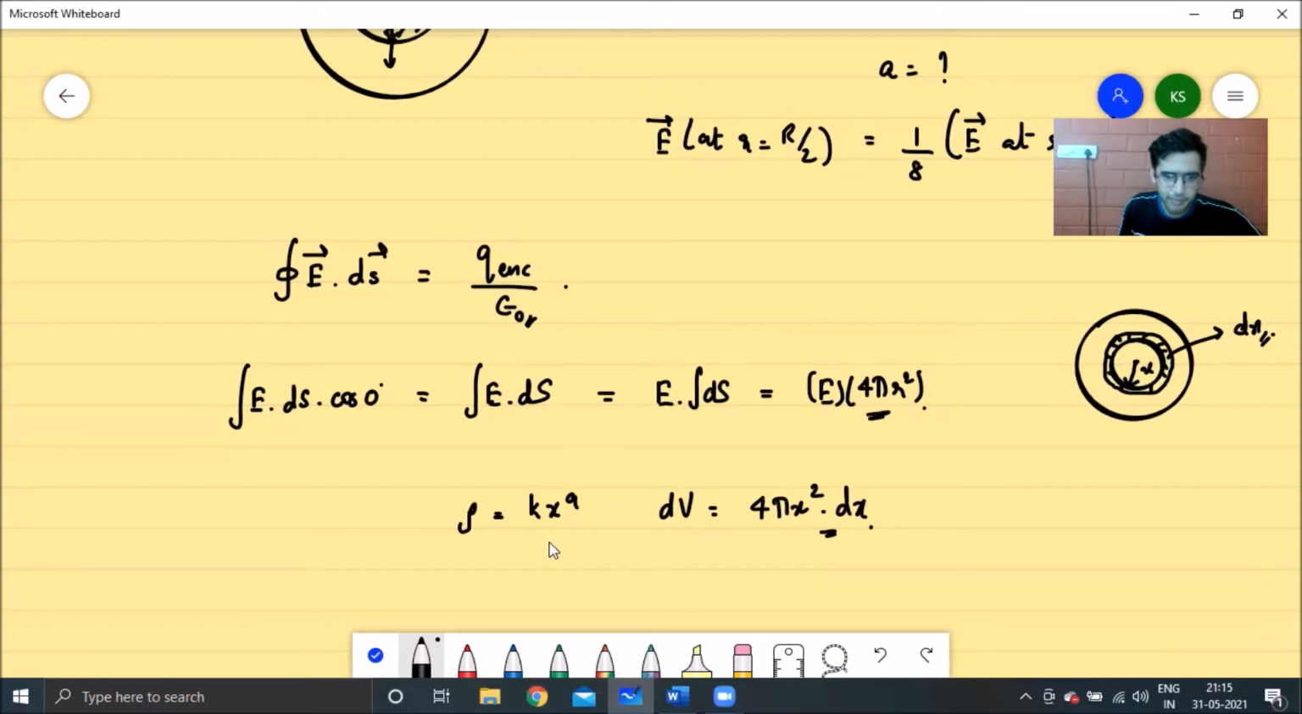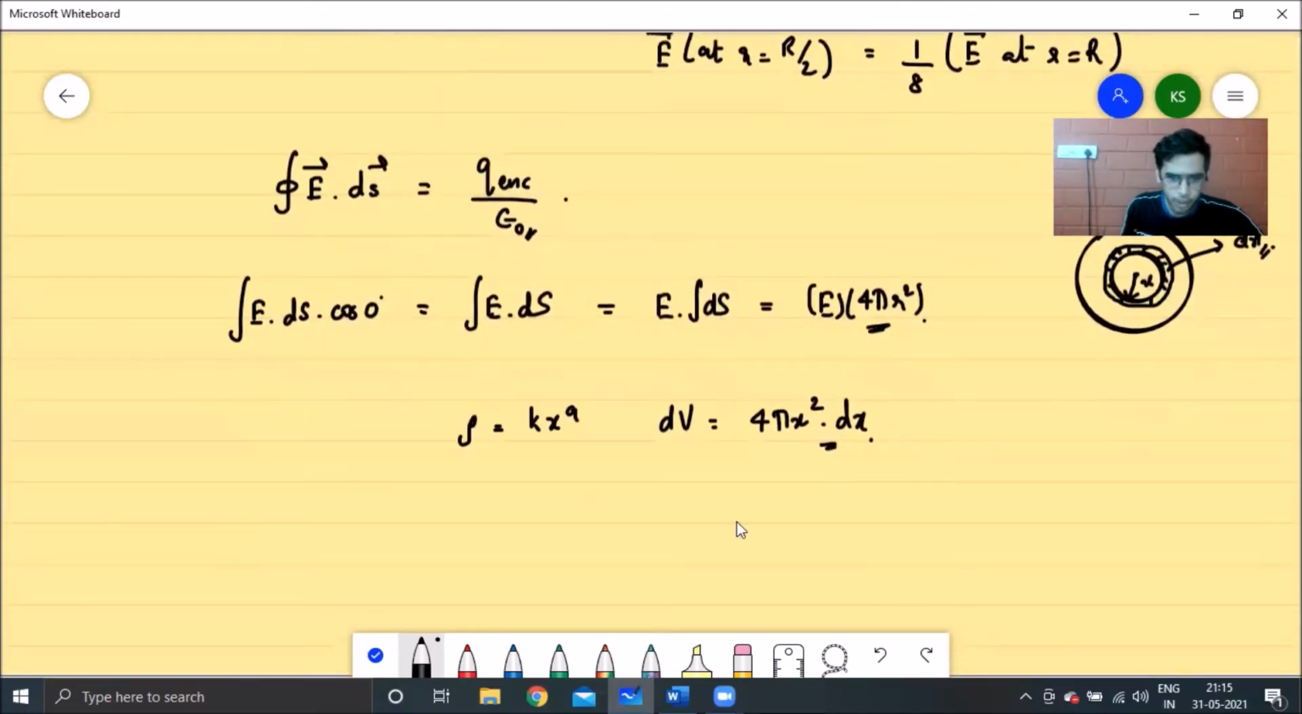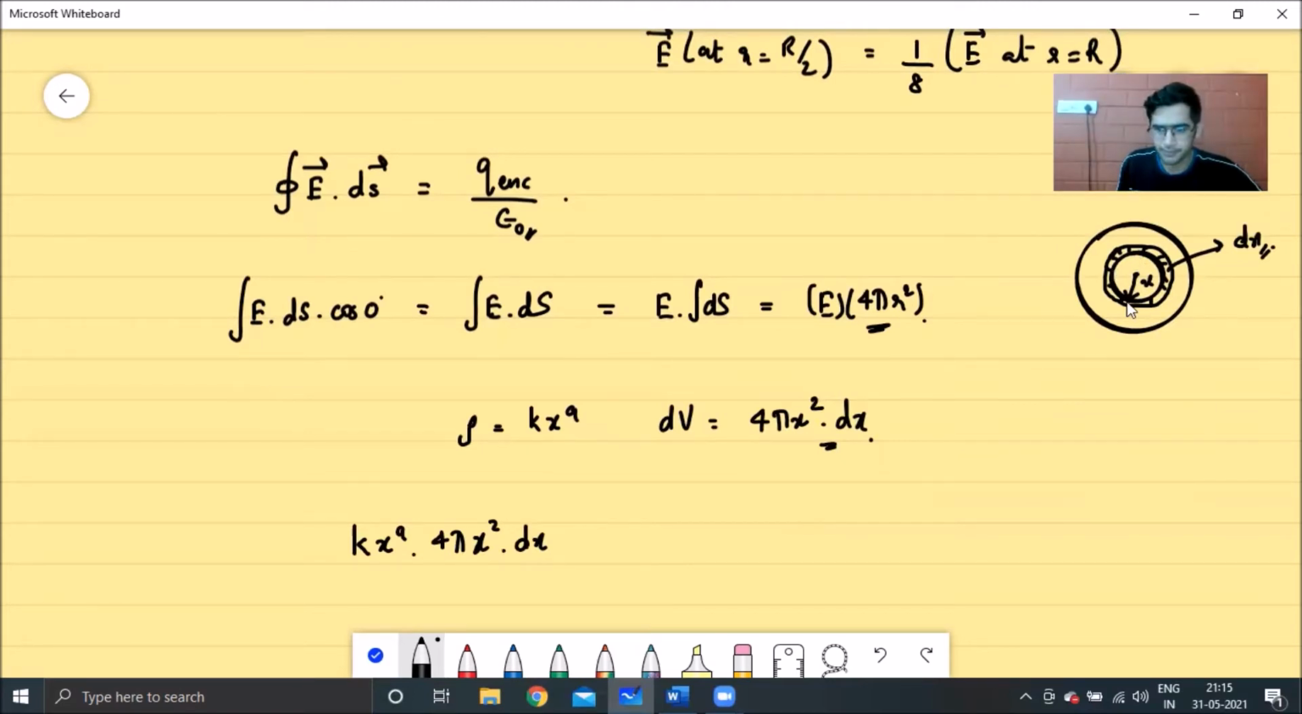So this charge density will be constant for this volume. So what will be the charge inside that shaded volume? The charge inside the shaded volume will be equal to charge density multiplied with the volume. So it will be kx to the power a into 4 pi x squared dx, right? So this gives us the charge located in this volume of the shell.